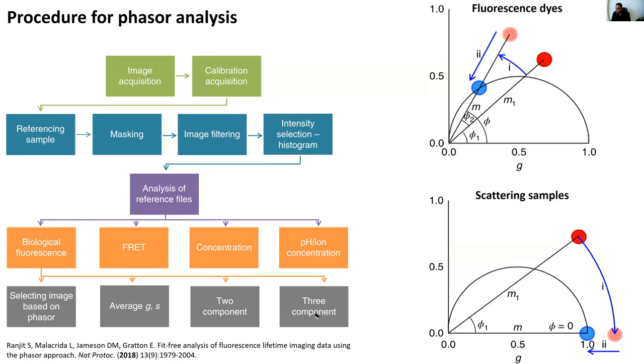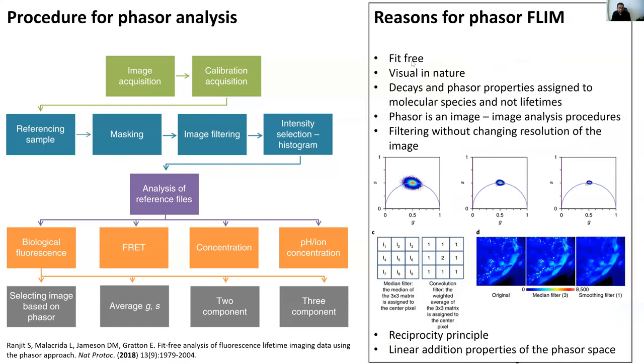So I don't know if Alex talked about it, but we have gone up to 4 components now. Now, the reasons for doing phasor FLIM compared to other approaches: it is fit free, it is visual in nature, so it's very intuitive. The decays and phasor properties are assigned to the molecular species and not lifetime, so that's important. It's an image, so most of the analysis procedures you can use for image analysis actually work on the phasor also. And the other thing is filtering without changing the resolution of the image.